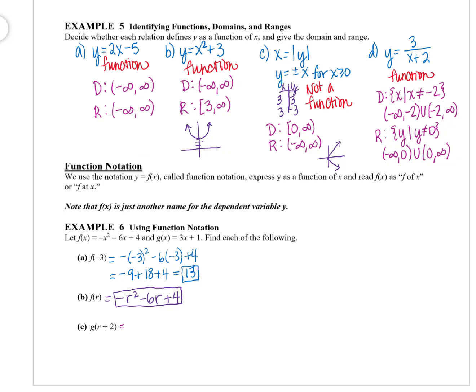For part C, we have g of r plus 2. I'm going to plug in r plus 2 for x. So we have 3 times the quantity r plus 2, plus 1. To simplify this, we distribute the 3 and then combine like terms. So if the input of g is r plus 2, then the output is 3r plus 7.